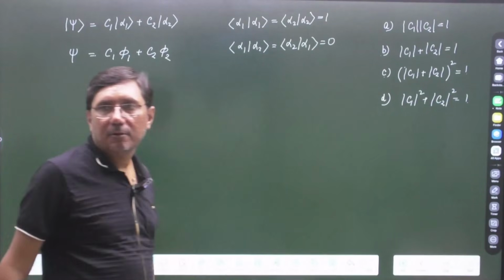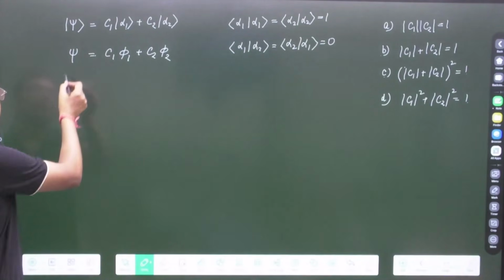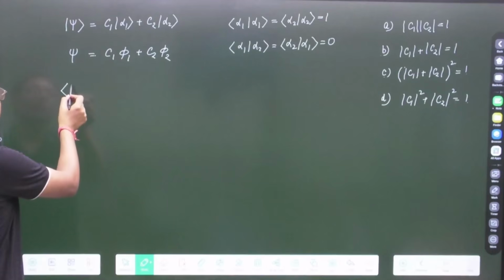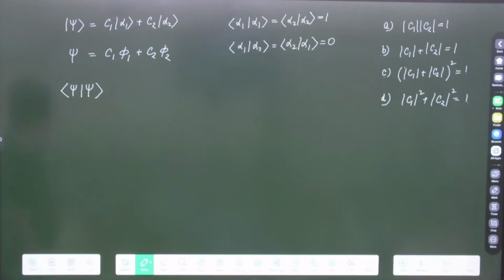Okay, this will be 0. So there you are going to choose eigenstates. Wherever eigenstates will be, they will be orthonormal. So you are going to find out this psi over psi. Okay, this should be 1. If it is a normalized state, then it should be equal to 1.